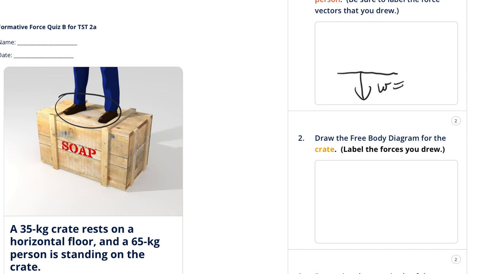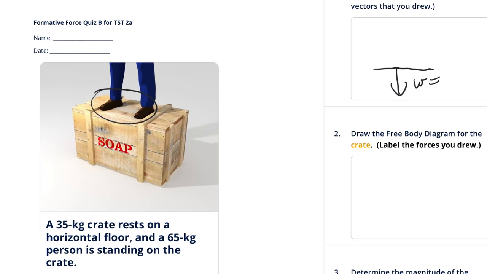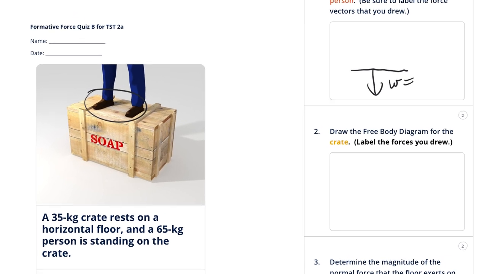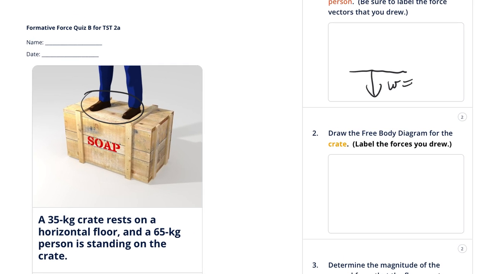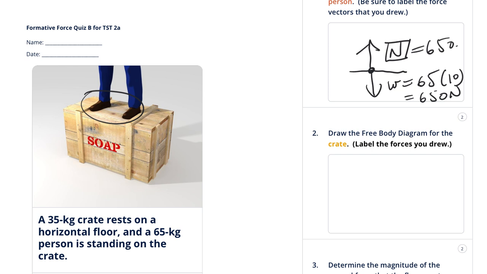And that would be the mass of the person times g. I don't really have to do that now, but I'll do it anyway. So he's 65 kilograms. So weight is mg. So that's 650 newtons. Normal force is acting on his feet. The crate is pushing up against him with an equal force as his weight. So that would be 650 newtons as well.